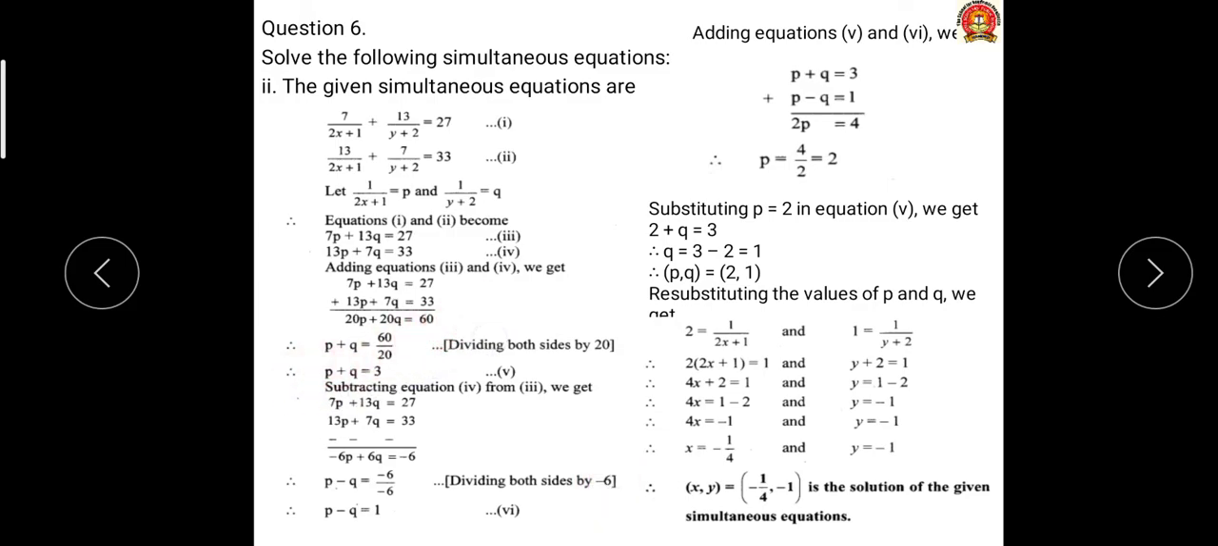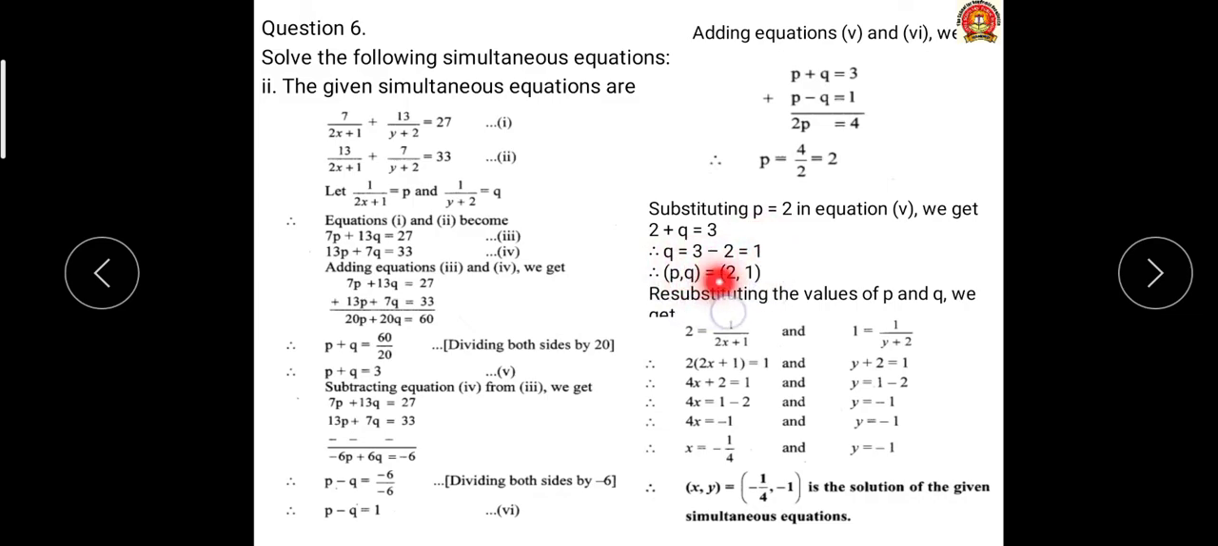Now see the simplest form of the equations we got, that is equation number 5 and equation number 6. So p plus q is 3 and p minus q is 1. After adding these equations, the q term will cancel out. You will get 2p is equal to 4 and p is equal to 2. Now substitute the value of p in equation 5. What you will get? 2 plus q is equal to 3. So q is equal to 1.